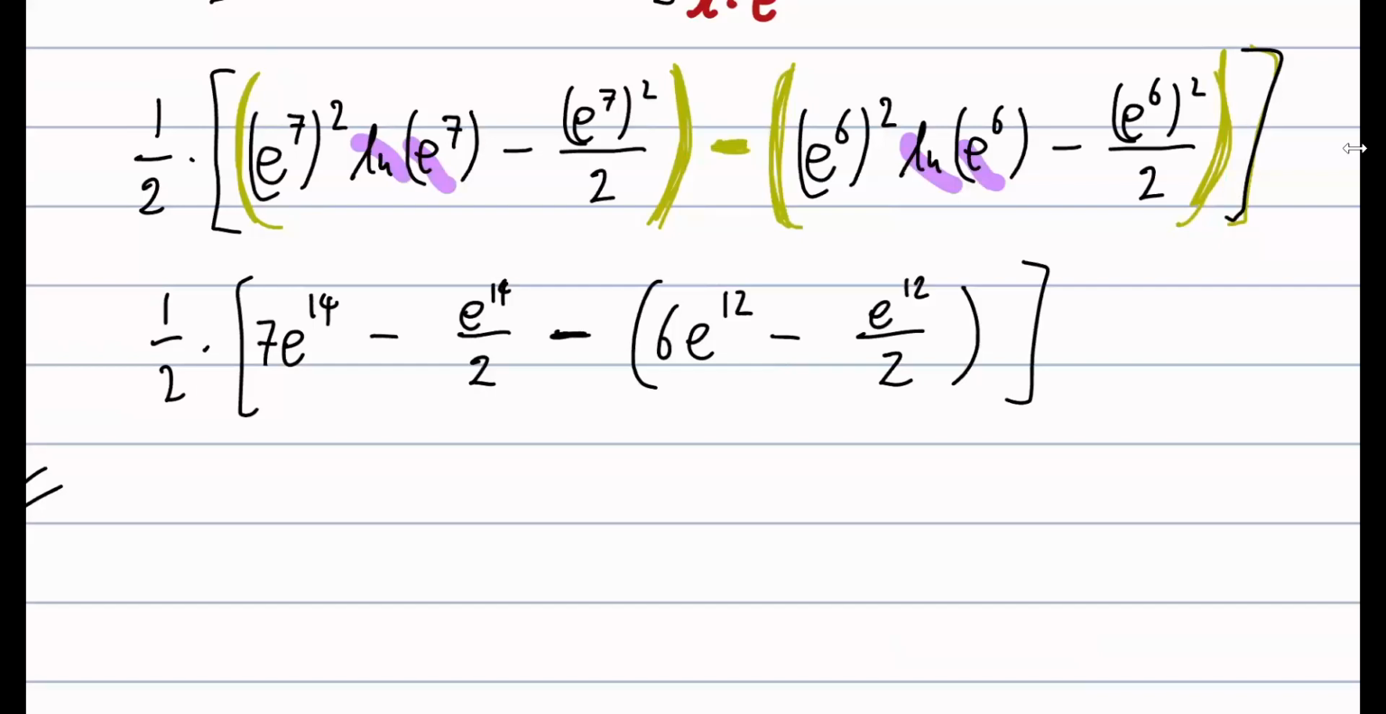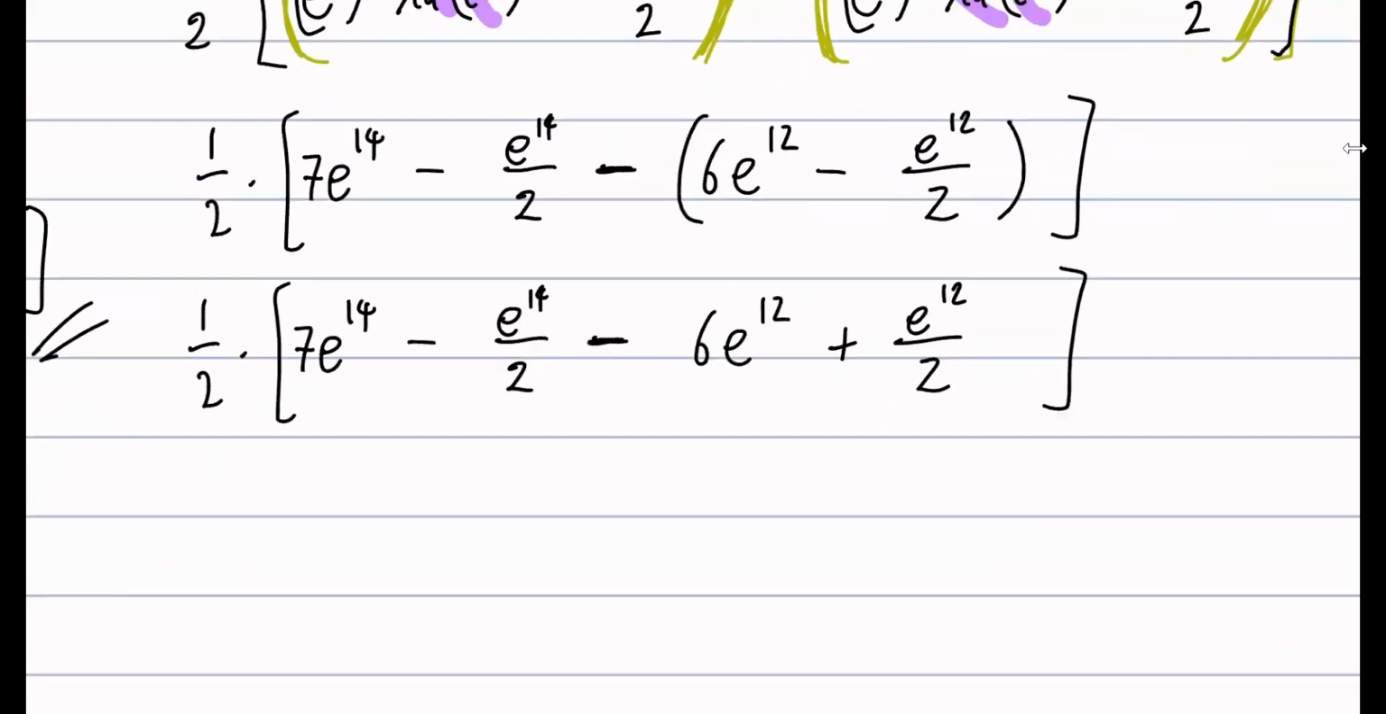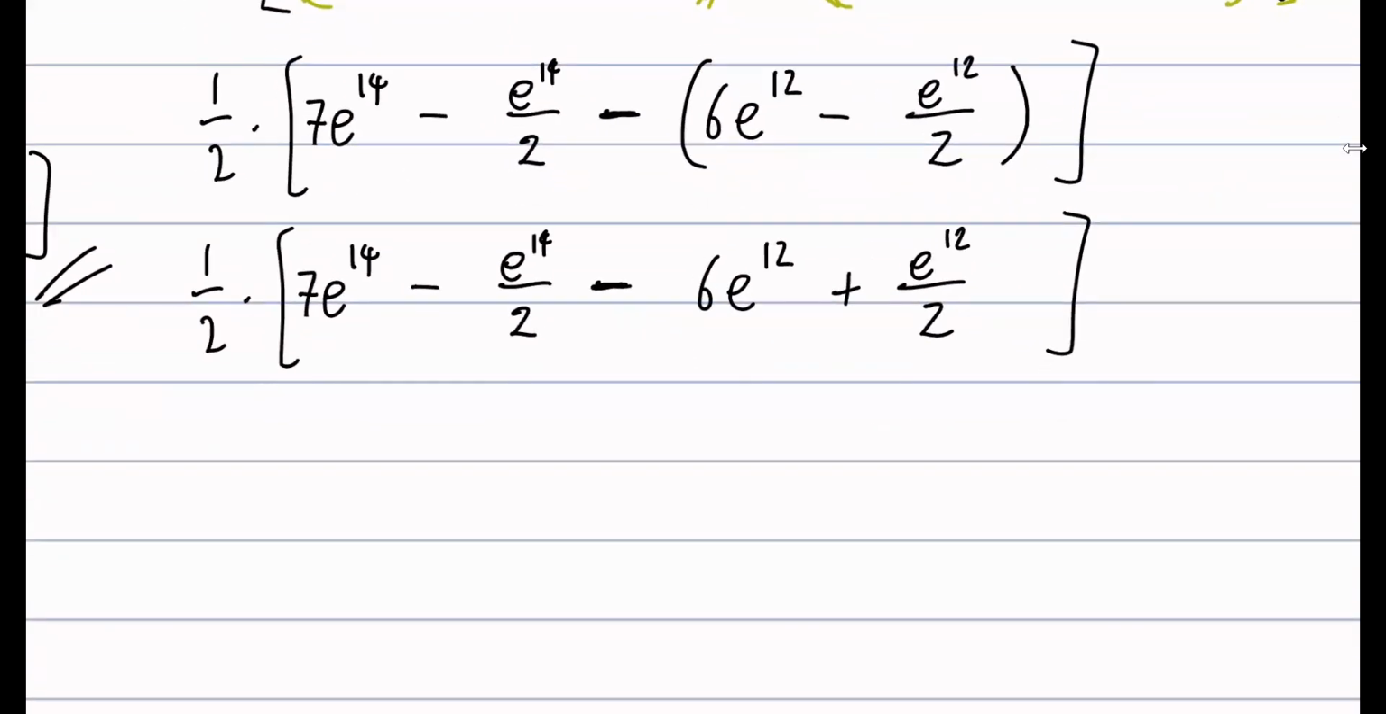Very good. Bring in the minus sign. So we get the exact same thing, but just change the sign. This becomes a minus 6e^12. This one becomes a plus e^12 over 2. Very good.